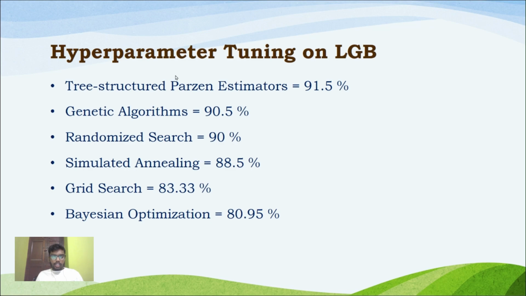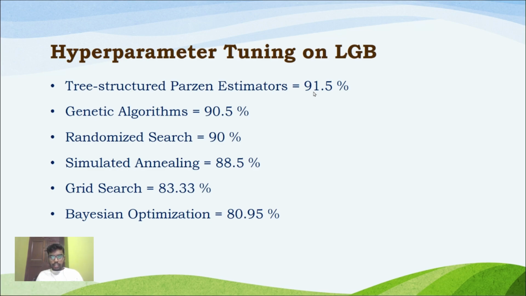After that, 90.5% accuracy in genetic algorithm, 90% accuracy in randomized search, 88.5% accuracy in simulated annealing, 83.33% on grid search, and 80.95% on Bayesian optimization. So till now, I achieved only 91.5%. Our motto is to achieve more than 93%.